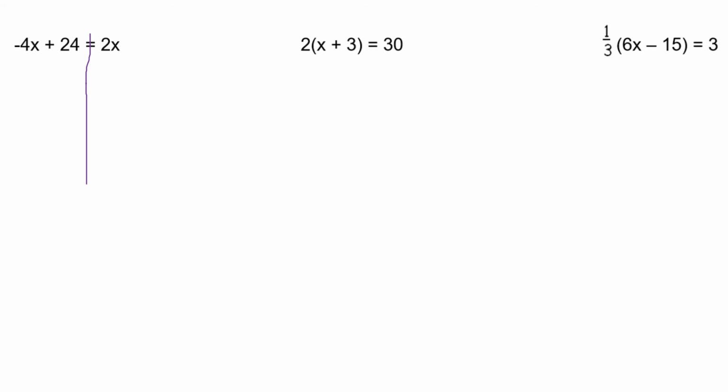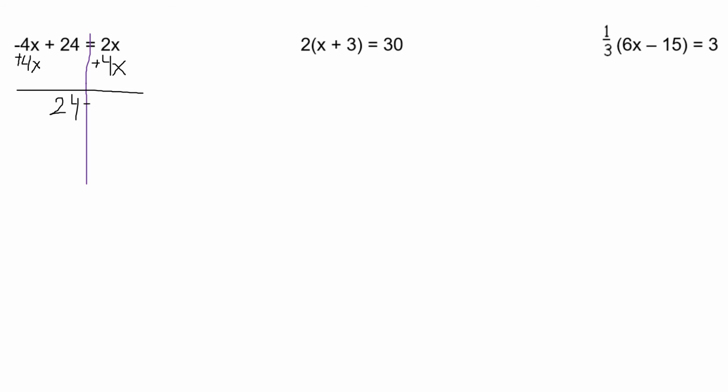And how are we going to move that 4x? We're going to add 4x to both sides because we have a negative 4x. And we need to do the opposite. We need to add. And negative 4x plus 4x is 0. Don't need to write that down. Plus 24. So bring down that positive 24.